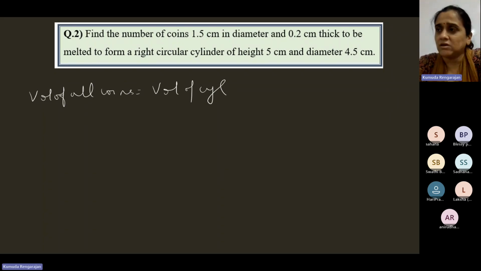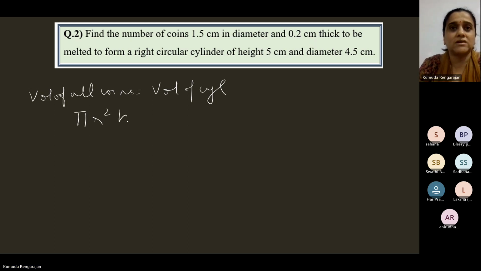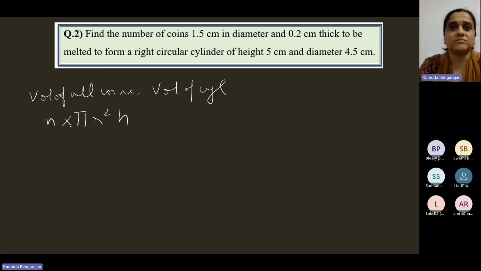Something becomes something. Originally, many coins were there. So volume of all the coins is equal to what they now become, a cylinder, so the volume of the cylinder. How do you find the volume of all the coins? Volume of one coin into n, the number of coins. Supposing you have 10 coins, volume of one coin into 10 will give you the volume of all the 10 coins. So volume of one coin is pi r square h because it's a cylinder, pi r square h into n. This is the volume of all the coins.